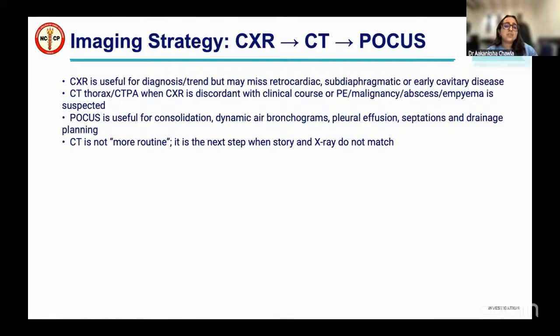Imaging strategy essentially remains the same. Chest X-ray is usually useful and you usually don't require further imaging, but there can be retrocardiac and subdiaphragmatic lesions which can be missed. CT thorax when there is a discordance with the clinical course. CTPA if there's a possibility of pulmonary embolism. Like I said, POCUS is very useful. It's a good bedside tool. So remember that usually the imaging strategy remains the same unless you're suspecting something else.